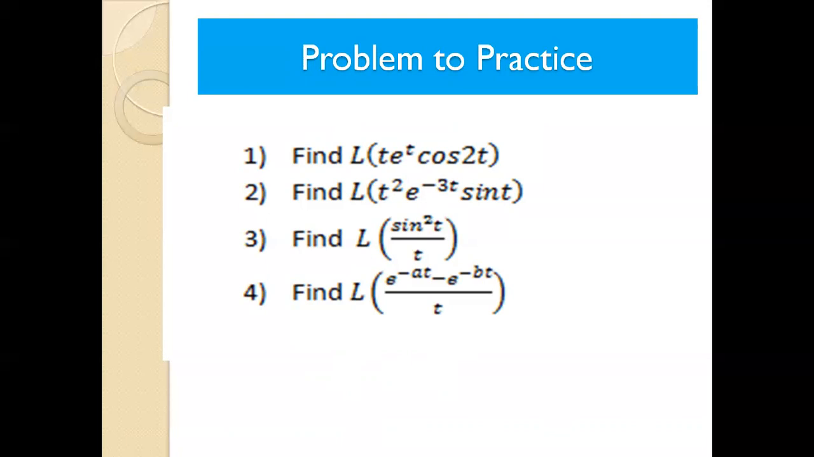Second problem is also similar. Third problem, L of sin square t divided by t. Here we cannot find the Laplace transform for sin square t directly, so we have to use the trigonometric formula (1 minus cos 2t) divided by 2. After that only we can take the Laplace transform. And the fourth one, we can find the Laplace transform directly for the numerator term. Thank you.